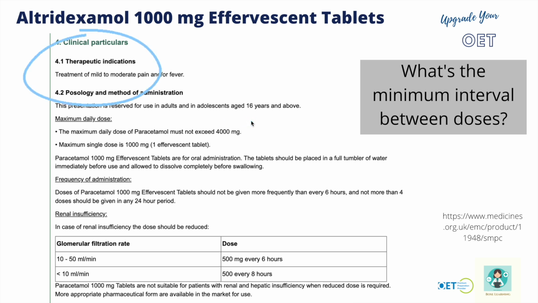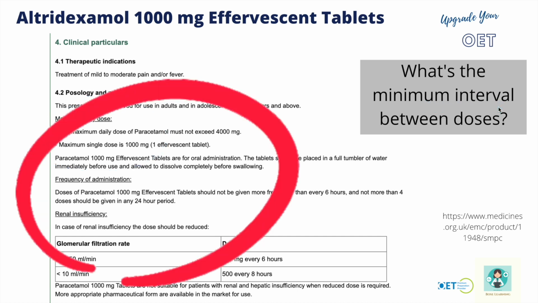Instead, just scan your eye, look at the headings. This is therapeutic indications. No, that's not what I want. Maybe move down to the bottom. This is about glomerular filtration rates. No, that's not what I want. Okay, daily dose. So I'm scanning for that. Maximum daily dose. Yes, that's what I'm kind of looking for, but I want a minimum interval, so I look more carefully in that area.